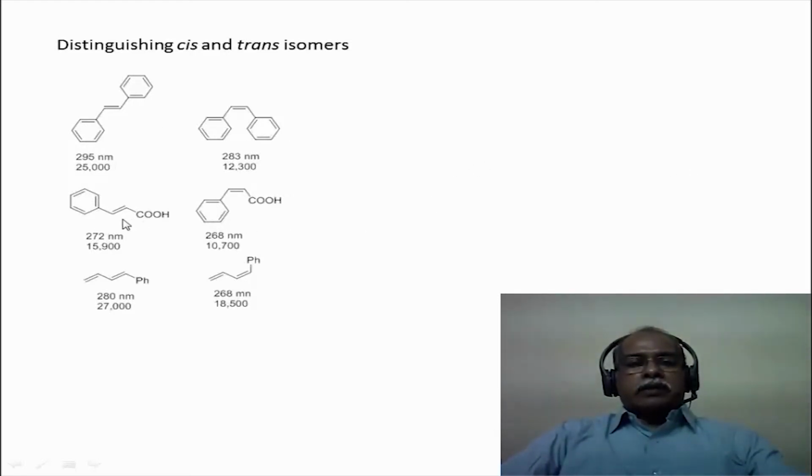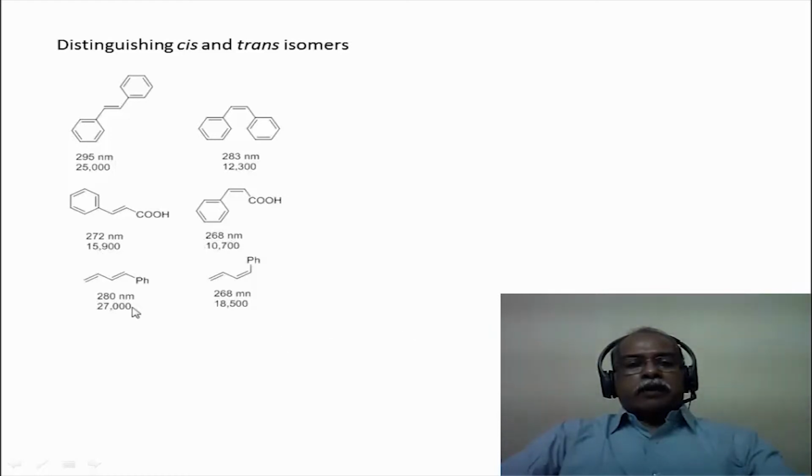Cinnamic acid also shows the same effect. The trans-cinnamic acid is 272 nanometer. Here the extended conjugation is all the way up to the carbonyl functional group of the carboxylic acid. The cis-cinnamic acid has an absorption around 285 nanometer. What is even more important is the hyperchromic shift of the trans isomer in comparison to the cis isomer, in terms of the epsilon value being about 1.5 times more than the epsilon value of the cis isomer.